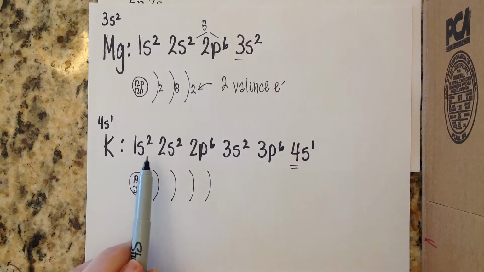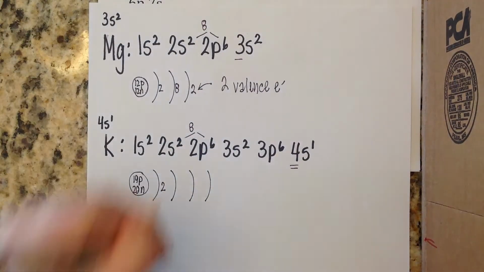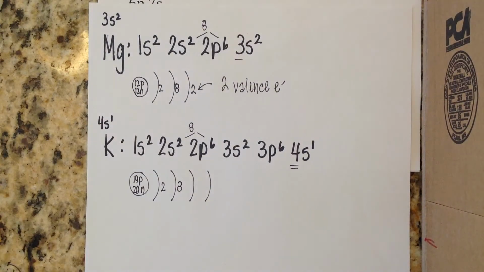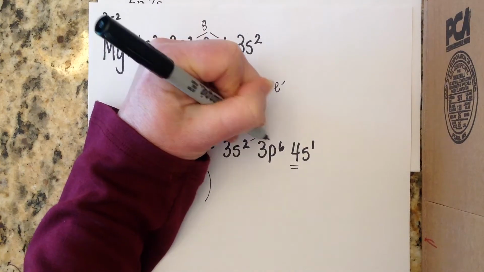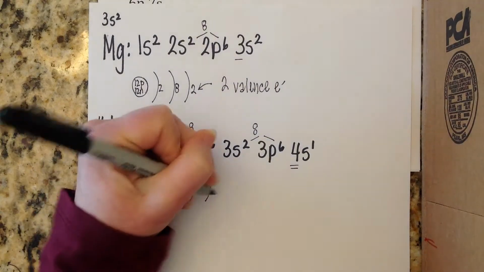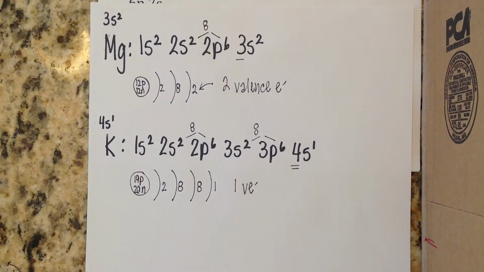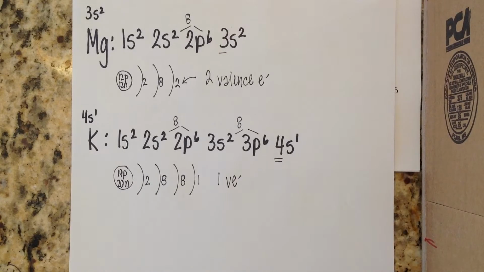We have a grand total of 2 electrons on level 1. We have 6 plus 2, which is a total of 8 electrons on level 2. We have a total of 2 plus 6, 8 electrons on level 3, and we have 1 electron on the 4th level, so potassium has 1 valence electron. So now you can see this is really starting to give us a picture of what the atom looks like. There's a lot of great information that we get from electron configuration.